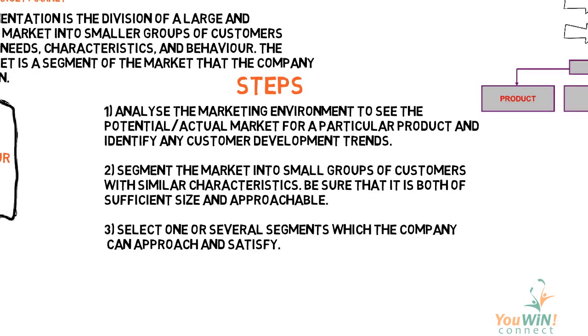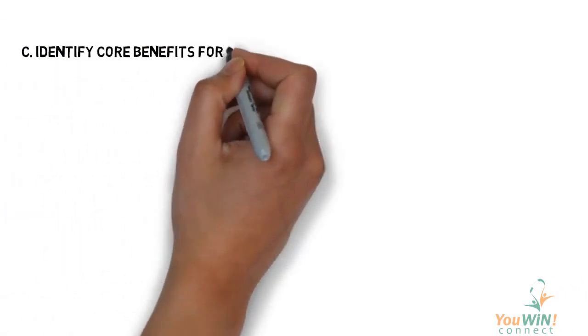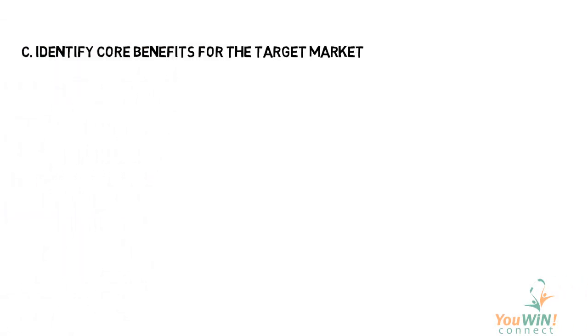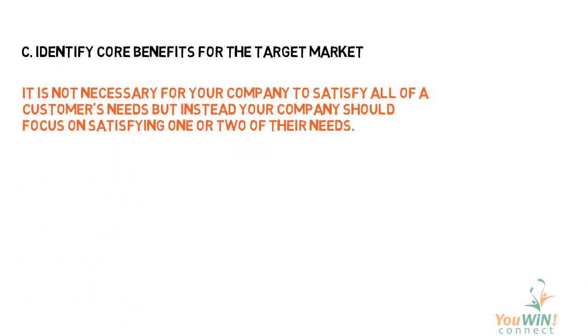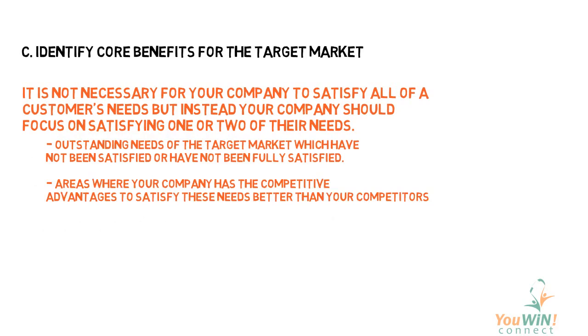Now, the next step in positioning, once a target market has been identified, is for you to identify its needs. It may have one specific need or a series or range of needs. It is not necessary for your business to satisfy all of the customer's needs, but instead, your business should focus on satisfying one or two of those needs. Your business should focus on, one, the outstanding needs of the target market which have not been satisfied or have not been fully satisfied. Two, areas where your business has the competitive advantages to satisfy these needs better than your competitors.